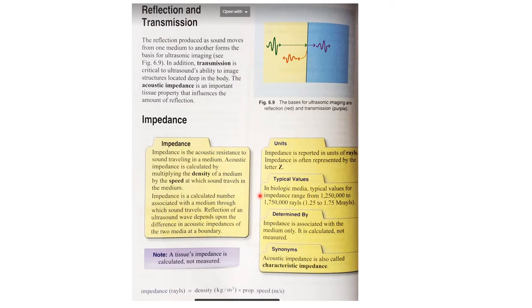Typical values. In biologic media, typical values for impedance range from 1,250,000 to 1,750,000 rayls, and this is 1.25 to 1.75 megarayls. Impedance is associated with the medium only. It is calculated, not measured, and it's determined by the medium. And synonyms for this: acoustic impedance is sometimes called characteristic impedance.